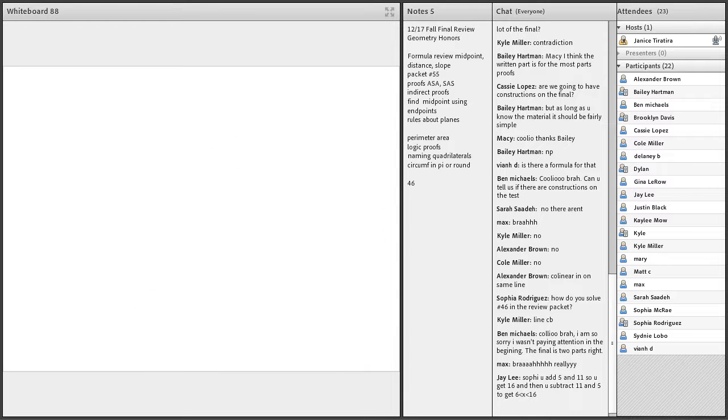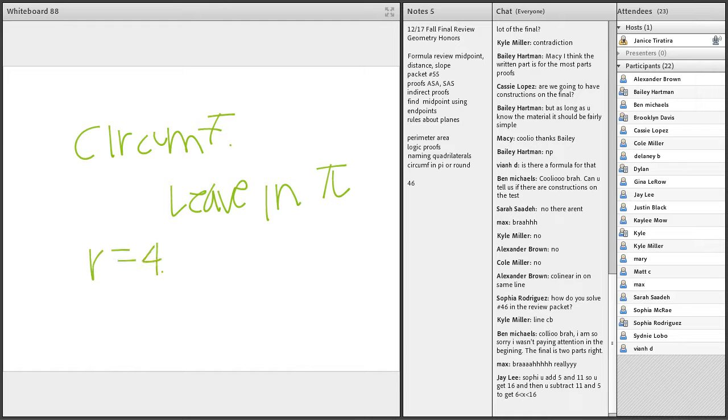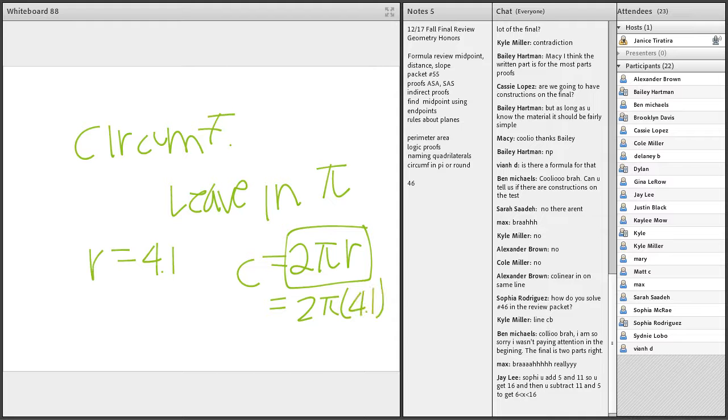To answer someone's question about circumference, it looks like number 9 on the packet is circumference, and it says leave in pi. So if it says leave in pi, just leave it, and it'll be multiple choice, so you're good to go. The radius was 4.1. The formula is 2 pi r. So from there, it would be whatever 2 times 4.1 is. I think that's 8.2, and then pi, and that's your result, square units.